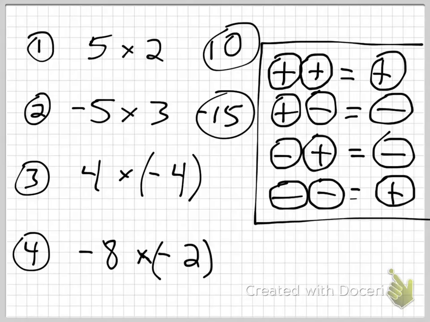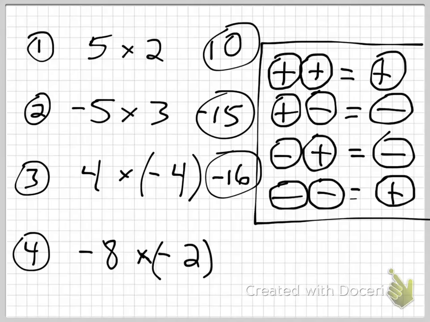Number 3. Read me the question, Morgan. 4 times negative 4. Perfectly read. What did you come up with for an answer? Why negative 16? Why? There's a reason. Tell me why. Perfect. Because a positive times a negative is a negative. It's just the rule. This right here is no different than 4 sets of negative 4. You understand what I'm saying? That's what it's saying. It's 4 sets of negative 4. If I have 4 sets of negative 4, then I've got 16 negatives there. Make sense?